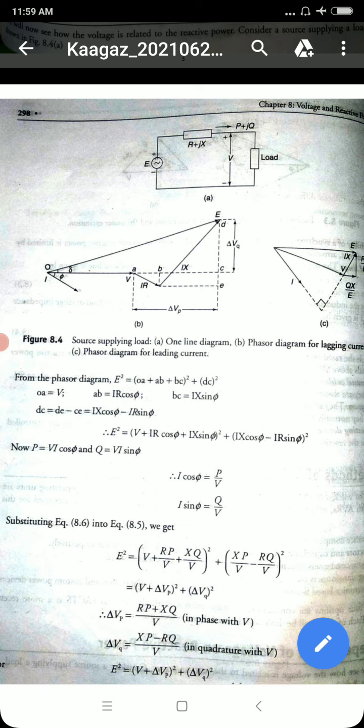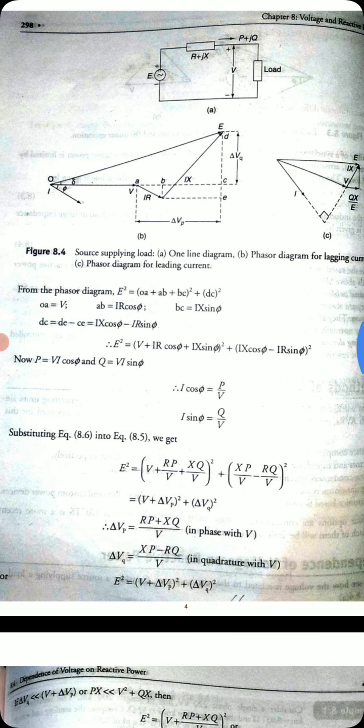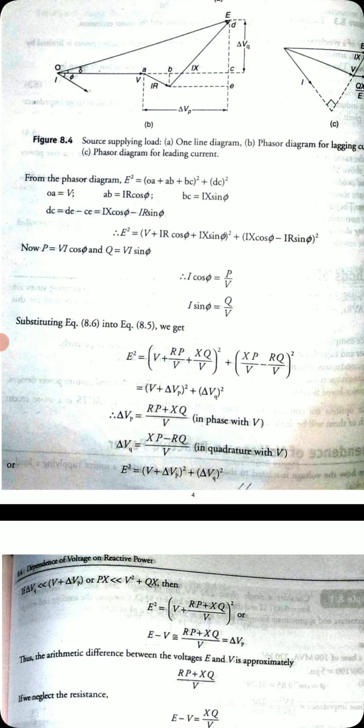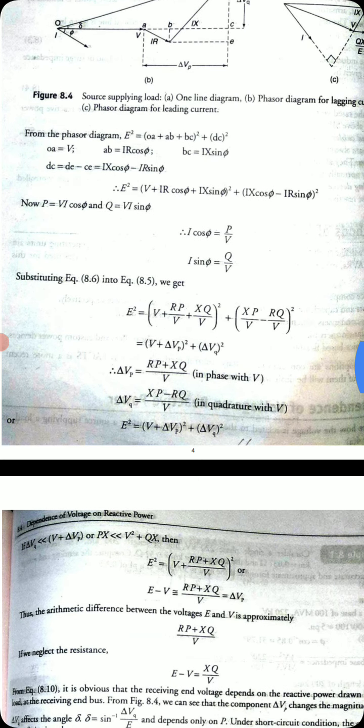We know that P is equal to VI cos phi and Q is equal to VI sin phi, that is real power and reactive power. So I can write I cos phi is equal to P by V, and I sin phi is equal to Q by V. Now we will put in the values of I cos phi and I sin phi as P by V and Q by V. So now the equation changes to E square is equal to (V plus RP by V plus XQ by V) whole square plus (XP by V minus RQ by V) whole square. You can just see how to put the values of I sin phi and I cos phi.